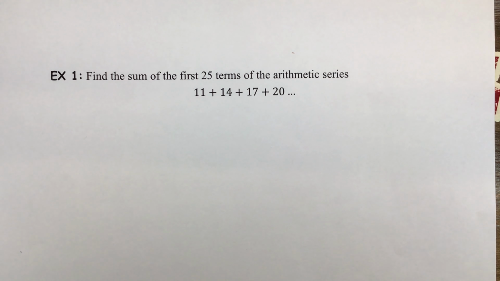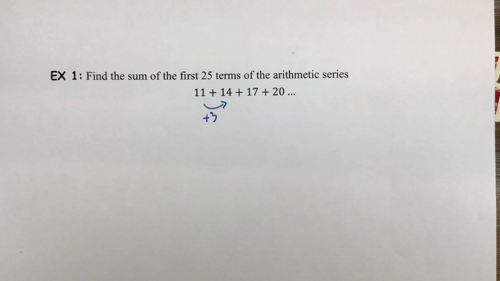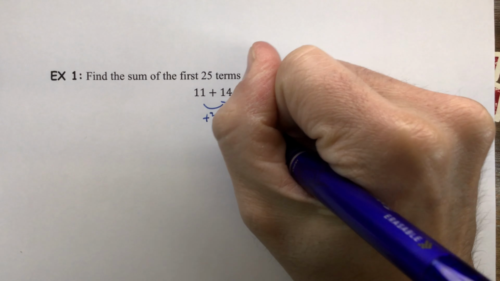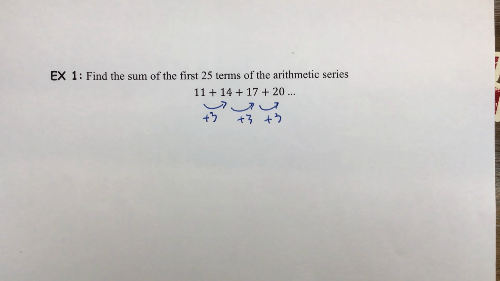For example 1, we're going to find the sum of the first 25 terms of this arithmetic series. Okay, so first let's discuss that this actually is arithmetic. If you go from term to term, okay, 11 to 14, you're going to increase by 3. Going from 14 to 17, also plus 3, and also plus 3 from 17 to 20. Okay, so we have a common difference of 3. This is arithmetic. To figure out the sum of the first 25 terms, we're going to use our newest formula.